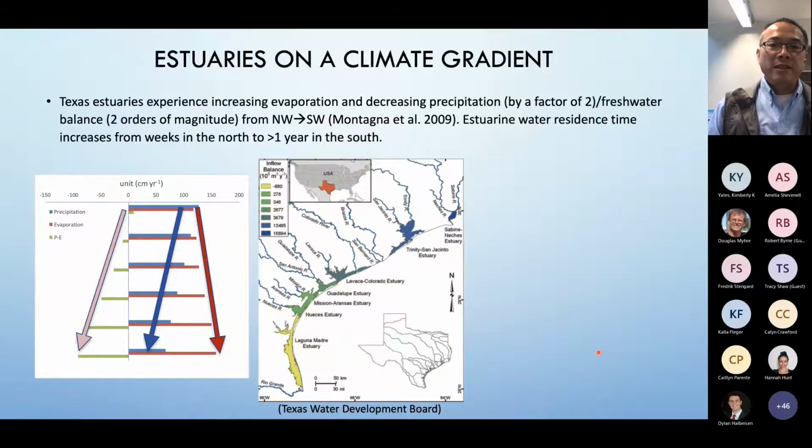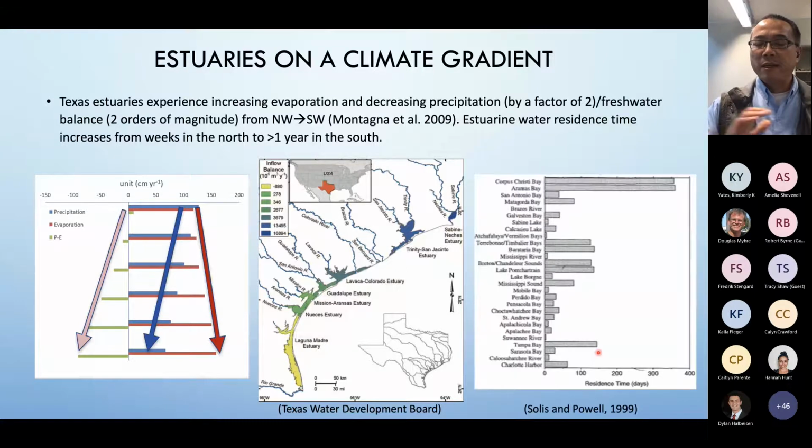You can see from this contour map from the state agency, the Texas Water Development Board, the freshwater balance. Even though the precipitation decreases by a factor of 2, it's famously known, especially from a colleague of mine, Paul Montagna, who has spent his lifetime working on the freshwater inflow issues, that precipitation decreased by a factor of 2, but the freshwater balance actually decreased by 2 orders of magnitude. And because of the changing freshwater conditions, the water residence time can vary significantly.